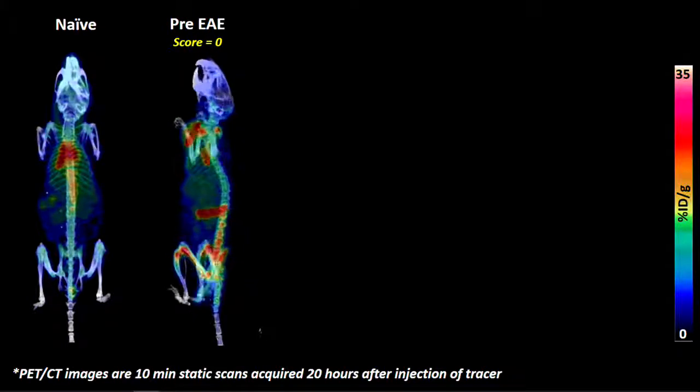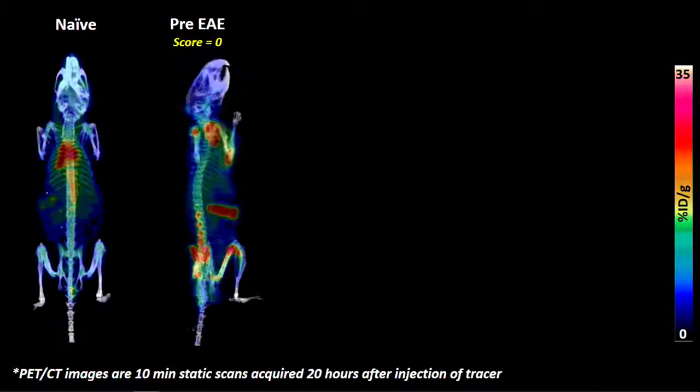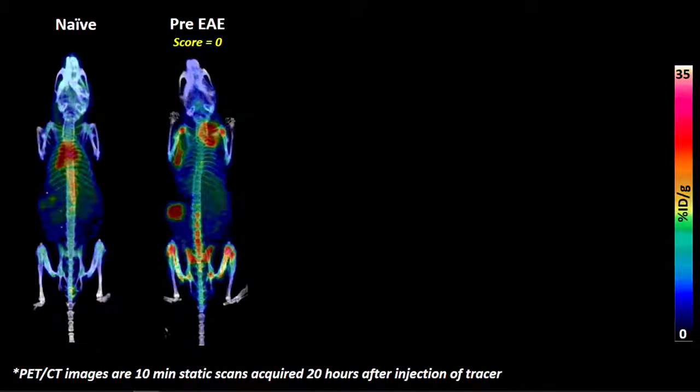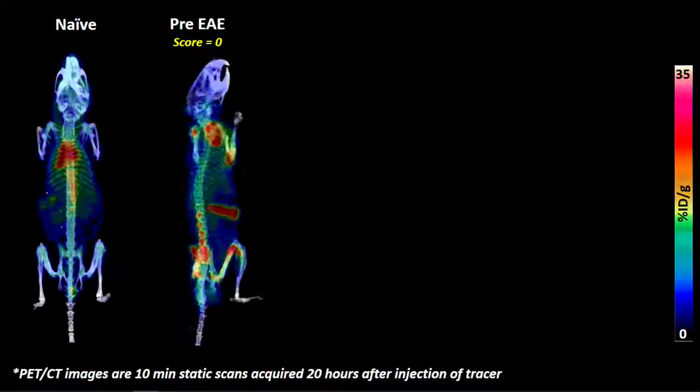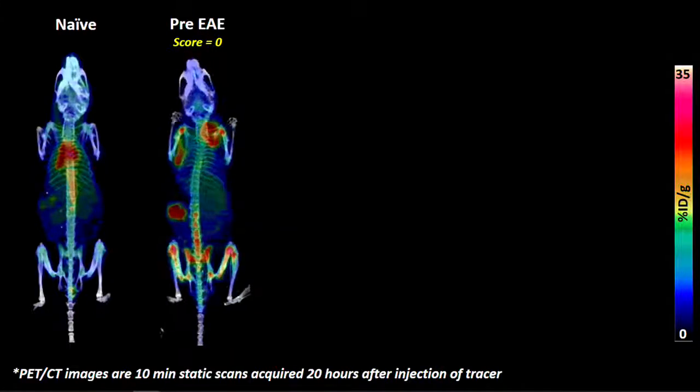We start really seeing the spleen lighting up, the lumbar spinal cord, the bone marrow lighting up. This region up here is where we induce the disease. We give them an emulsion with complete Freund's adjuvant, so it really aggravates the skin area, so there's inflammation there.